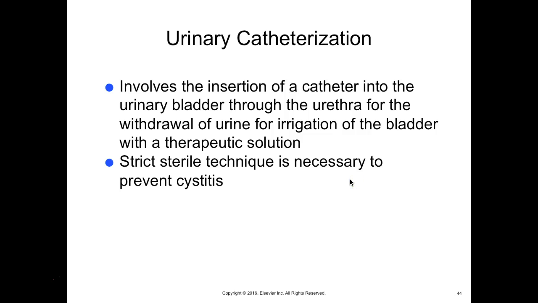Urinary catheterization involves the insertion of a catheter into the urinary bladder through the urethra for the withdrawal of urine and also for irrigation of the bladder with therapeutic solutions. So we're either draining urine or we may be instilling something into the bladder. When we do urinary catheterization, it needs to have strict sterile technique to prevent introduction of pathogenic organisms into the urethra and the bladder.